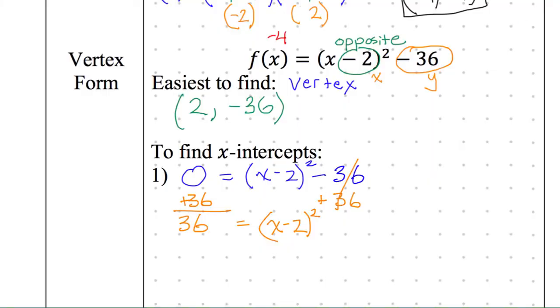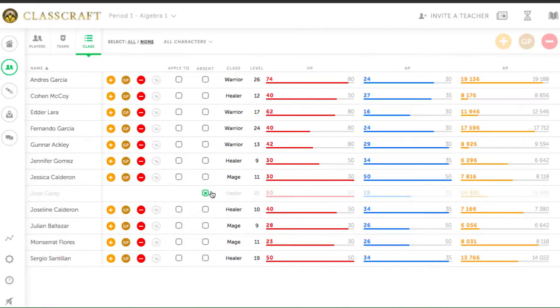What are we doing next? Fernando: Square both sides. Ooh, square. Starts with an R. Square root? Yeah, there it is. Square root both sides. So square and square rooting are the opposite functions. Right now this x minus 2 is being squared. I need to square root it. Yes, thank you, Fernando.